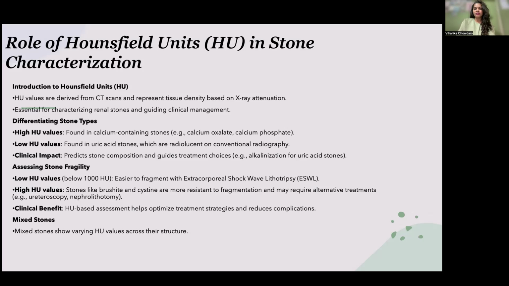For example, uric acid stones can be treated by alkalization. And high HU stones, we know, are more resistant to shockwave treatment, so they might need ureteroscopy or surgery. We also use dual energy CT to better differentiate the composition of mixed stones. By tracking HU over time, we also know the response to the treatment.